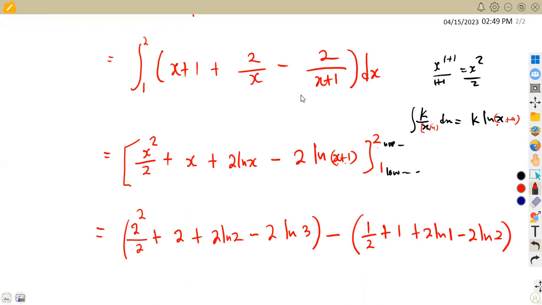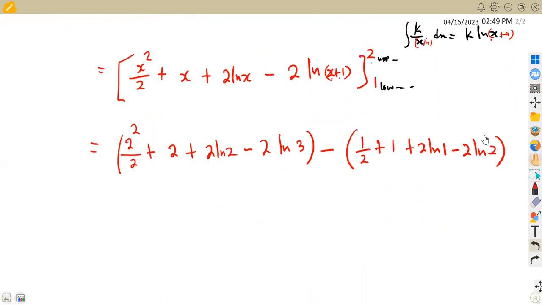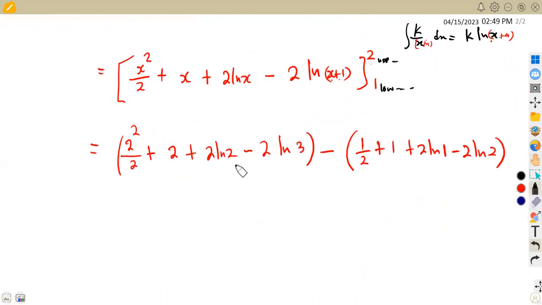We have substituted each and every part, upper limit minus the lower limit. All right. So from this case that we have, what we are going to do is to simplify. So if you are to simplify these, 2 squared over 2 plus 2, this is going to give us a 2 in this case. So we've got 2.